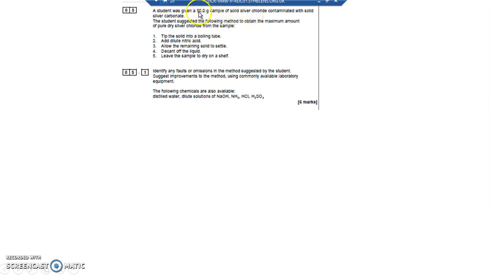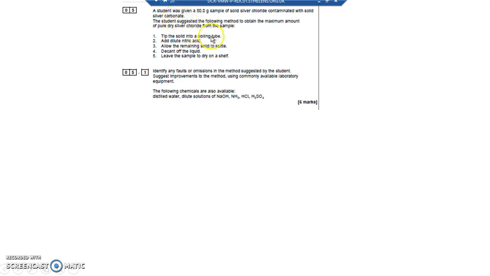That's quite a lot. Remember, a gram is about the size of a Smartie or an M&M, so 50 of those is going to fill up a boiling tube pretty much. So tip the solid into a boiling tube. I would suggest you use something like a 250 milliliter beaker instead to give yourself a little bit more room. Add dilute nitric acid.